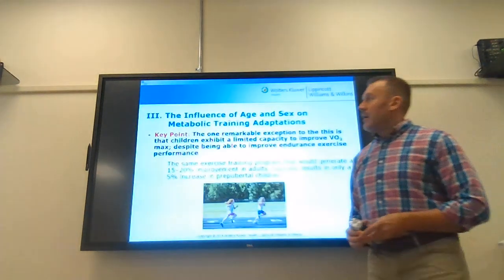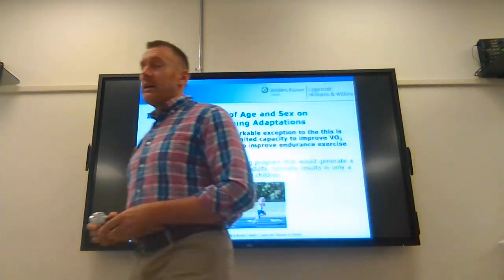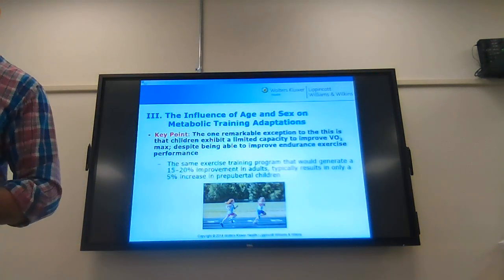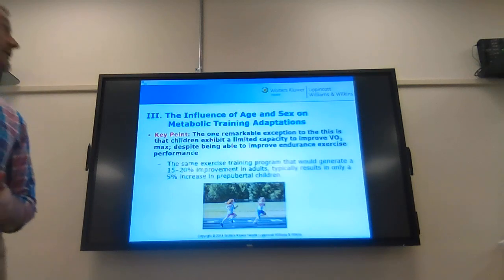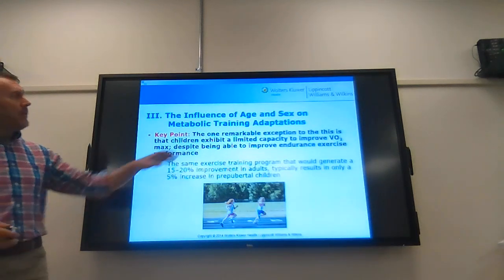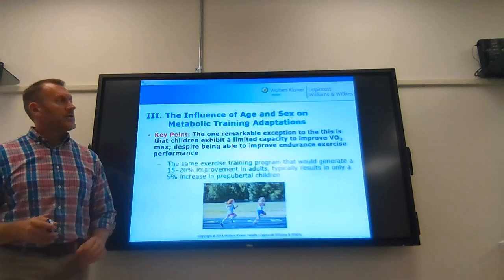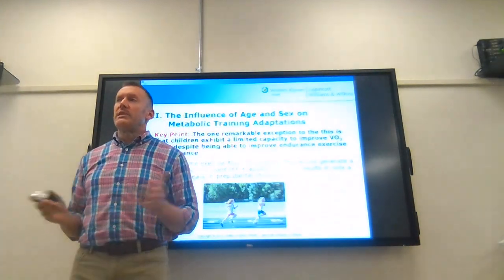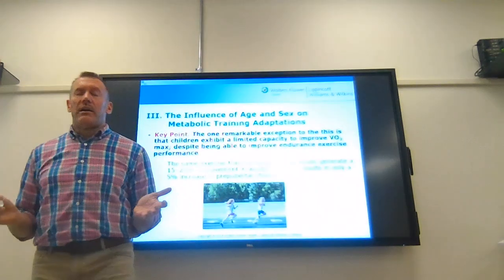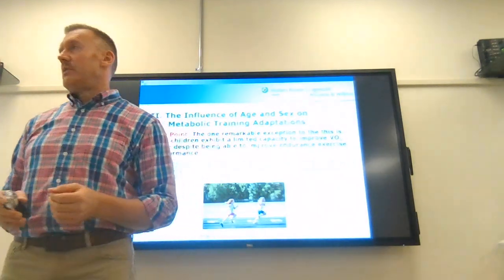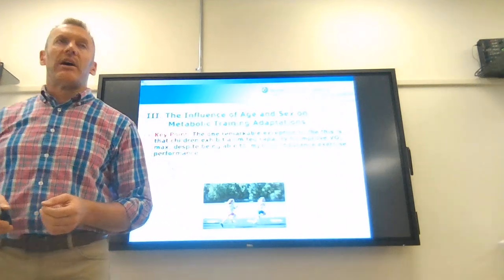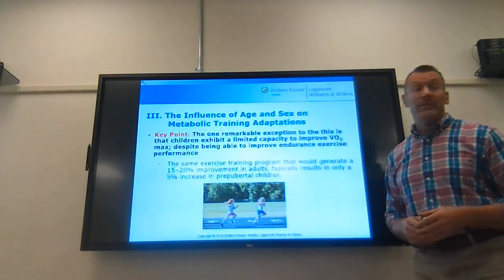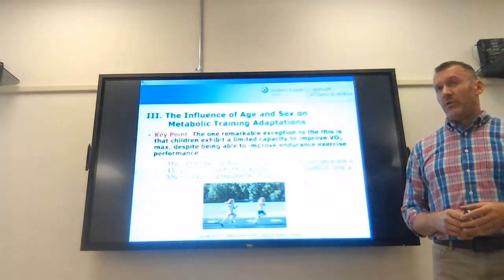Okay. In terms of VO2 max, children can improve their endurance time to exhaustion, but they improve endurance exercise performance without a significant improvement in VO2 max. So we don't see improvements in VO2 max until adolescence. And there's reasons for that. We'll talk about it. But children have an incredible capacity to improve endurance performance.